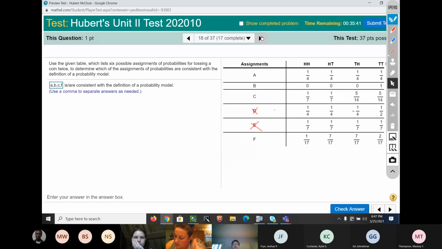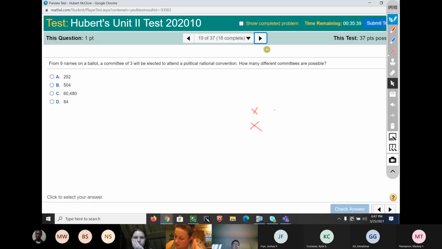Next. From 9 names on a ballot, a committee of 3. Remember, COM, committee, COM, combination. 9 combination 3. Somebody tell me what the answer is, please. 84.